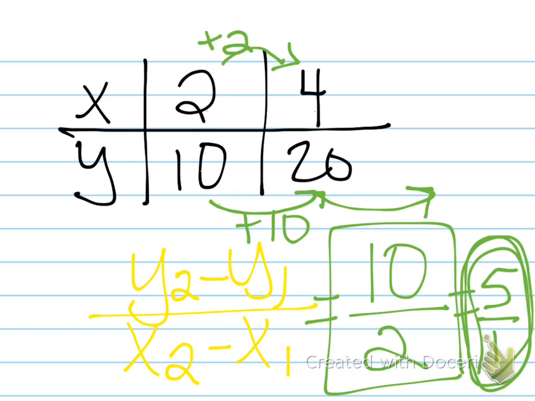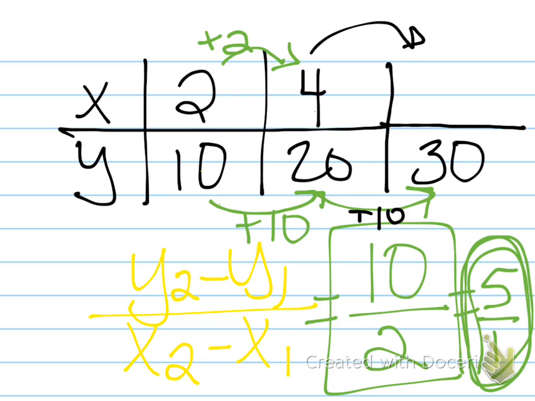So if I wanted to keep going, I could keep going with this. So watch, I'm going to draw my line. I could keep going plus 10, which would give me 30, plus 2, which would give me 6. But watch, if I use this 5 over 1, guess what? All of a sudden now I can fill in what goes in between.